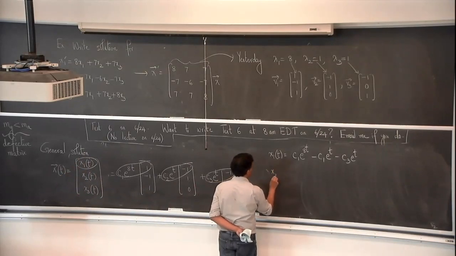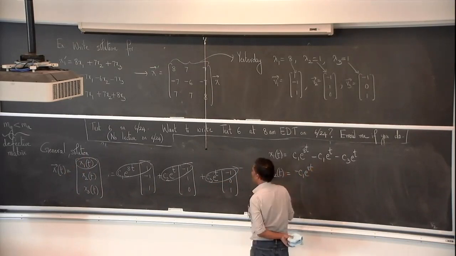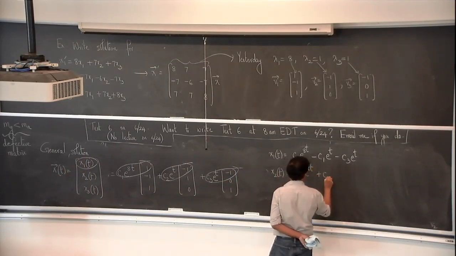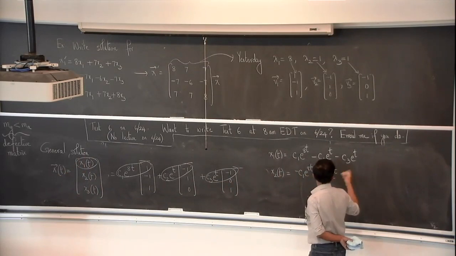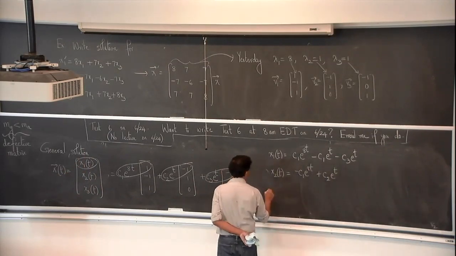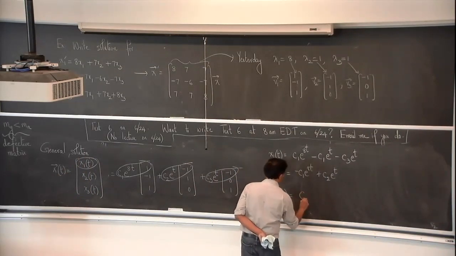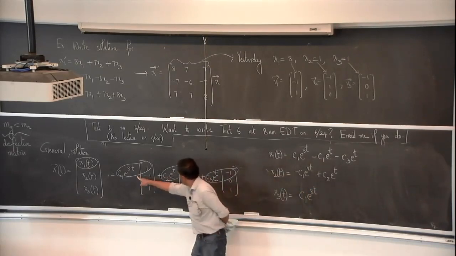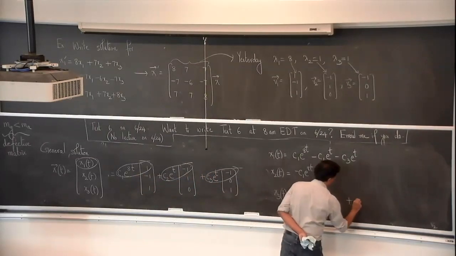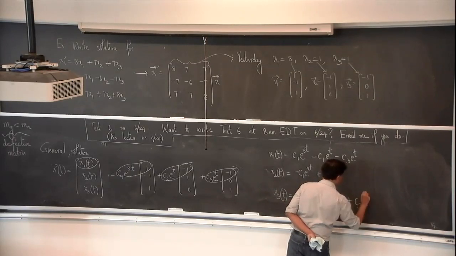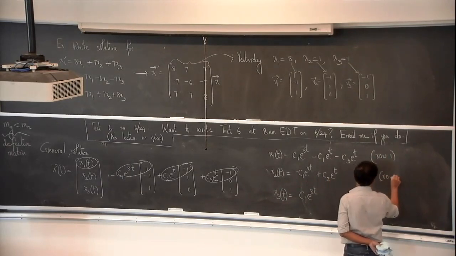So x2 of t is negative C1 e to the power of 8t plus C2 e to the power of t plus 0 e to the power of t. There's nothing there because that is 0. And x3 of t is C1 e to the power of 8t, that's the third row, plus 0 C2, that is 0, plus 1 C3. So this is row 1, this is row 2, and this is row 3.